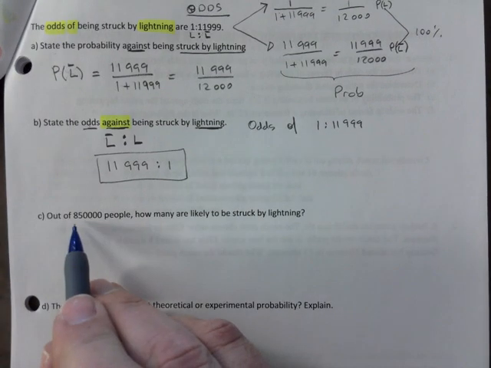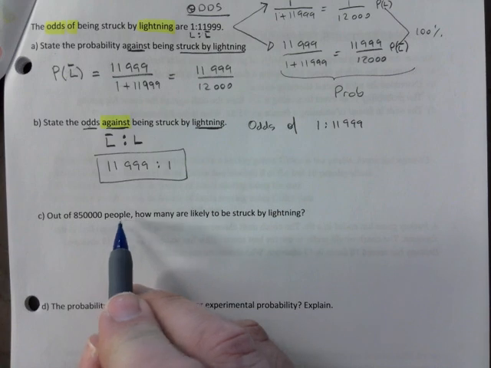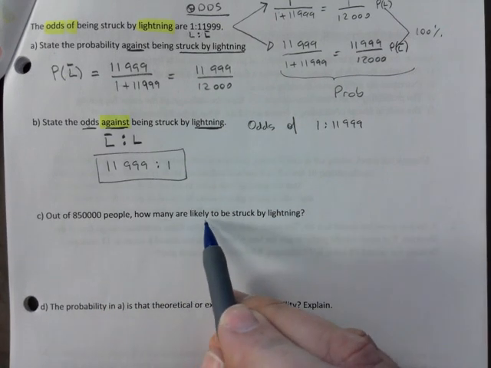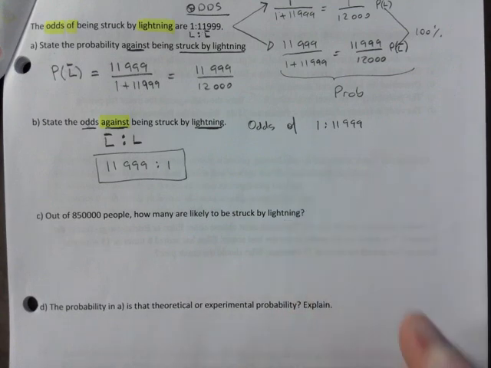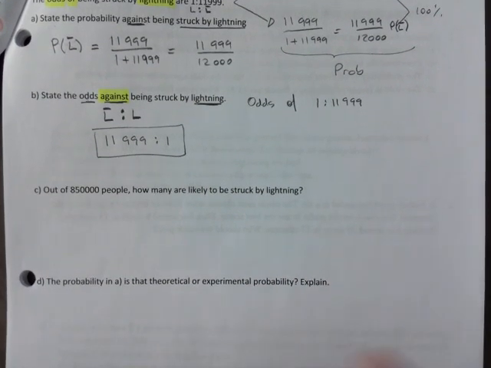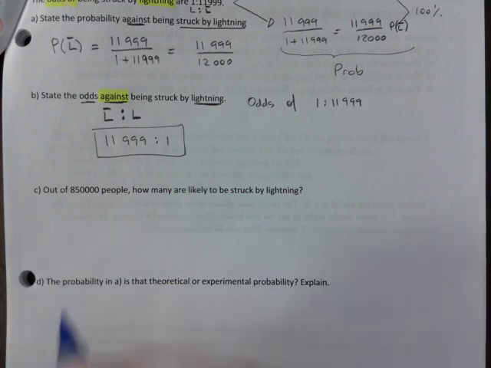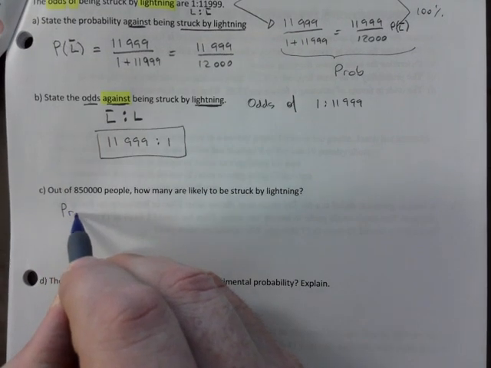Next, out of 850,000 people, how many are likely to be struck by lightning? This is what I would suggest here. I'm going to give you a mini, I know my key did it a different way. Maybe I'll just stick with the key because I showed you, I did the OR on my key. So I'm going to say prediction.